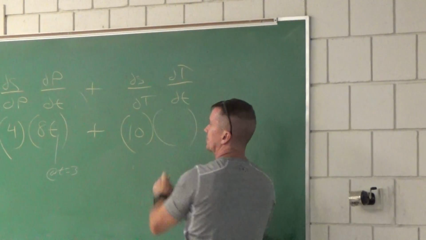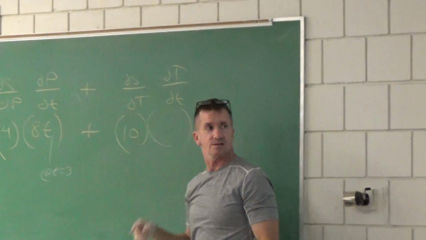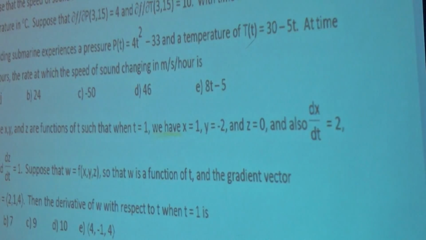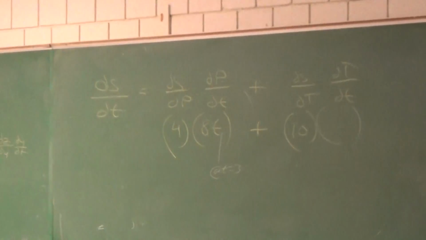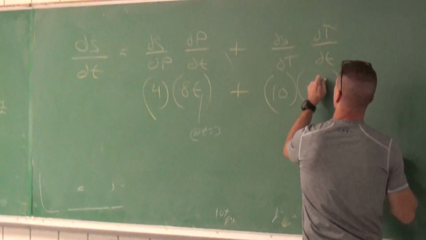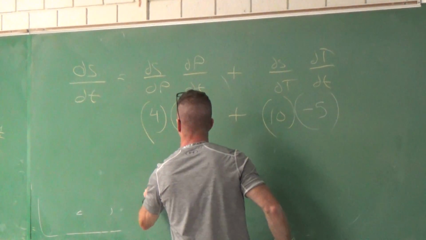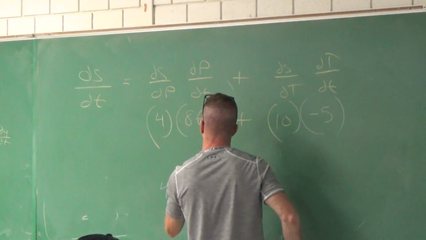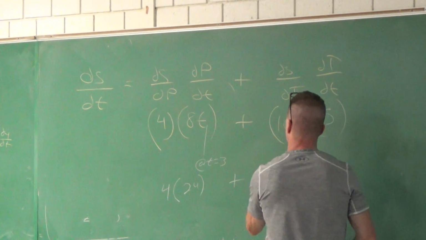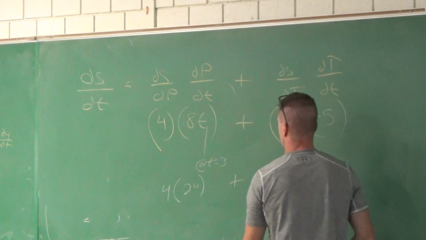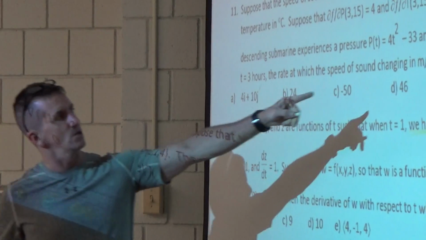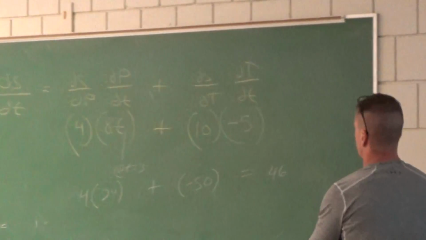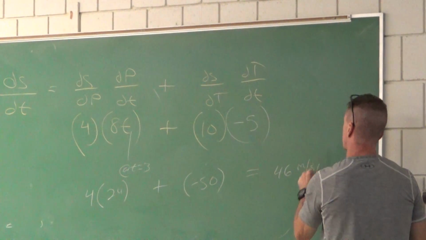And then what's the partial derivative of temperature with respect to time? 30 minus 50. So this derivative is just what? Negative 5? 5, yeah. So we put negative 5. So our final answer is 4 times 24 plus negative 5 times 10, which is 96 minus 50. 46. And what are the units for this problem? We're going to put it instead in meters per second per hour. So I'll write that: m per s per hour.